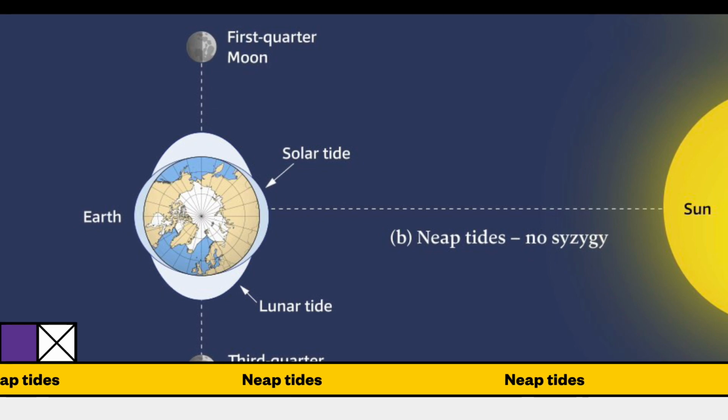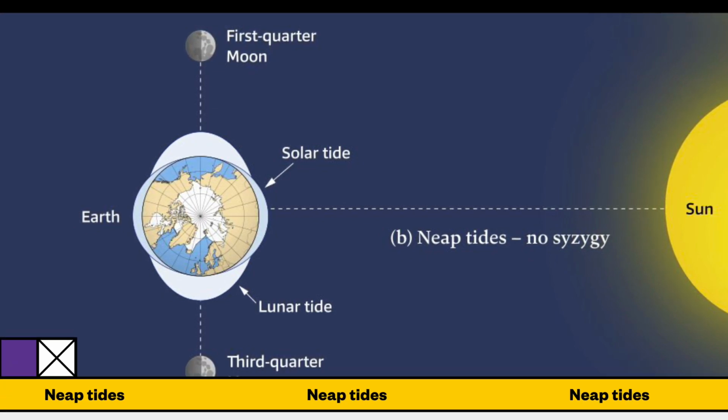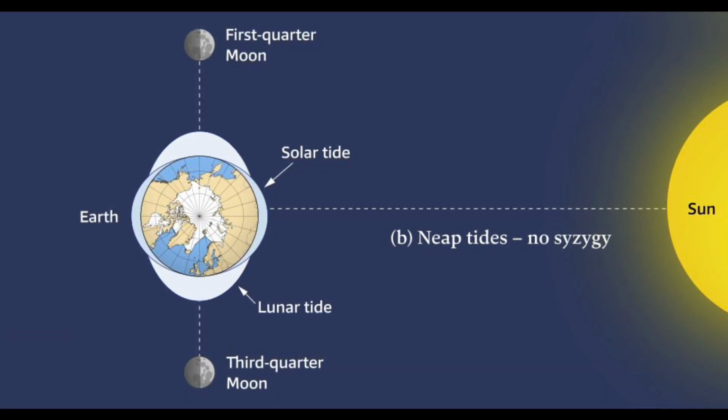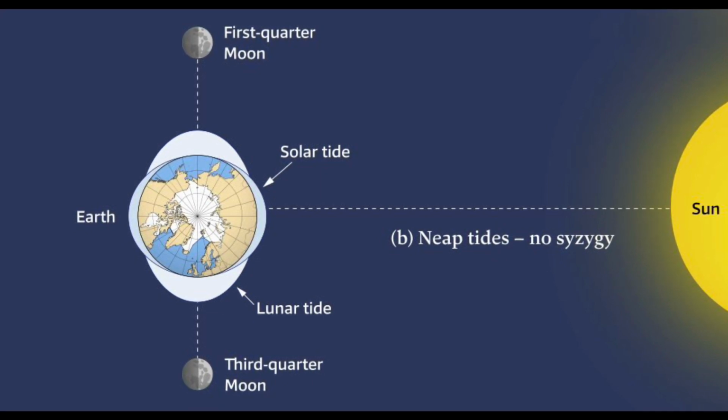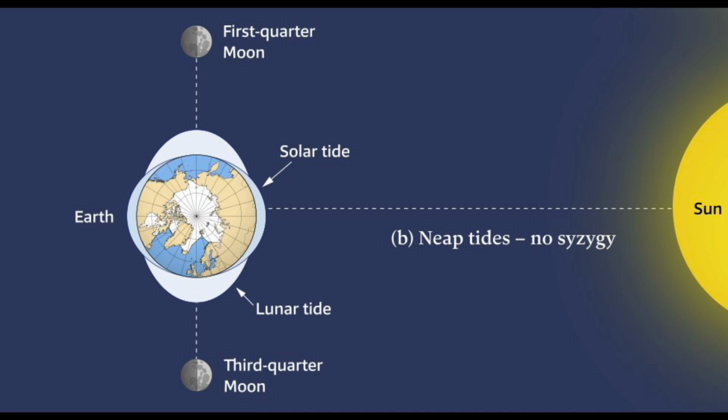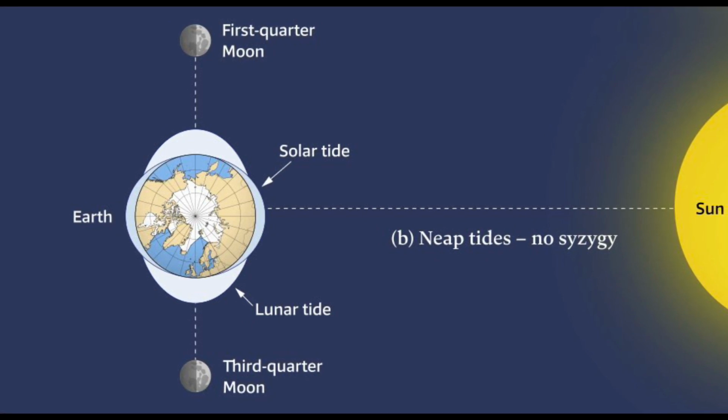This contrasts with what we call neap tides, which happen during the first and third quarters of the moon cycle, where the sun and the moon are opposing each other's gravitational pulls, which creates weaker gravitational forces and less extreme tidal ranges.